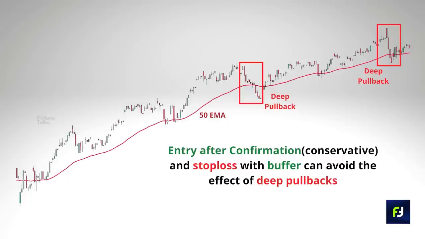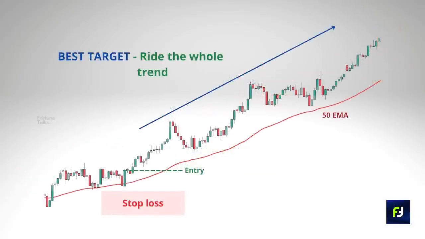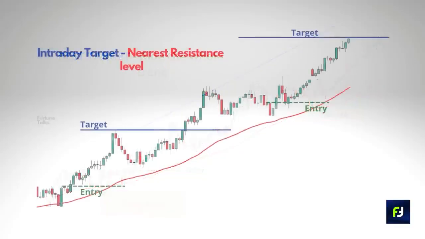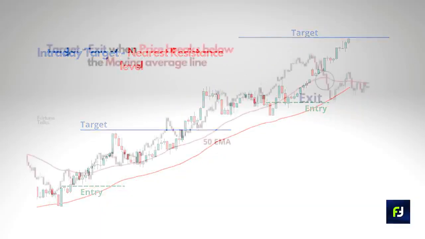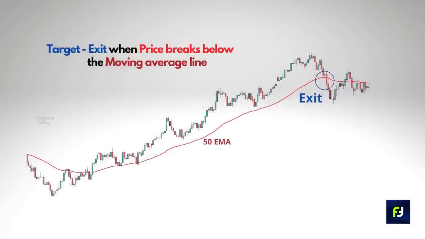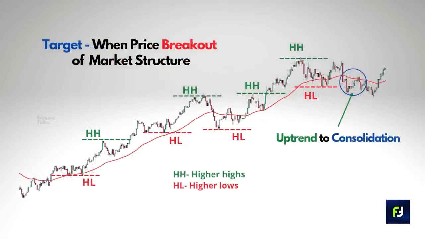And if you enter the trade with proper confirmation and not being aggressive to enter the moment the candle pulls back to the moving average, then you can actually save yourself from the overshoot problem. Finally, riding the trend till the end is the best possible target. In case of an intraday trader, look to place the nearest resistance as the target. And for a swing trader, exit the trade either when the price breaks out of the moving average line or when the market structure changes from trending to range or consolidation.